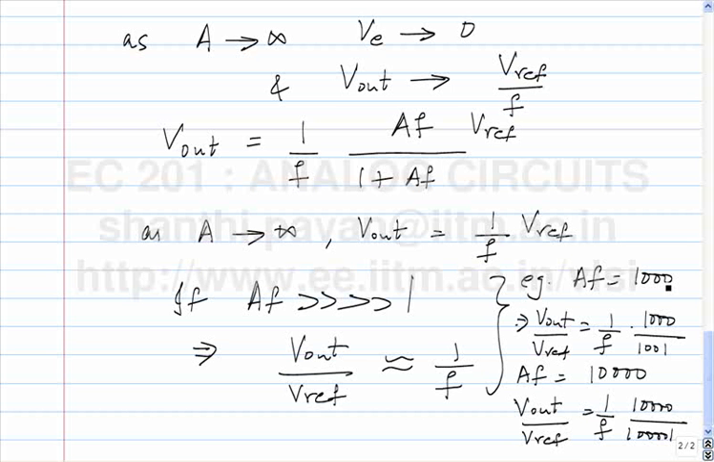So we see from this example that even though A has changed by a factor of 10, which is a 1000% increase in A, the input to output gain has changed by some ridiculously small factor. It was 1 over F times 0.999 before, and now it is 1 over F times 0.9999. So the relative change in the gain from input to output of the feedback system has changed very, very little.